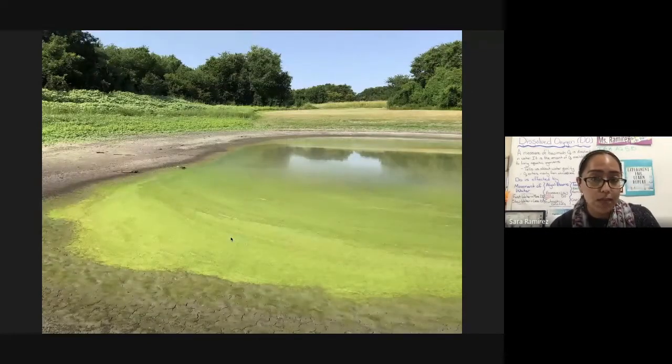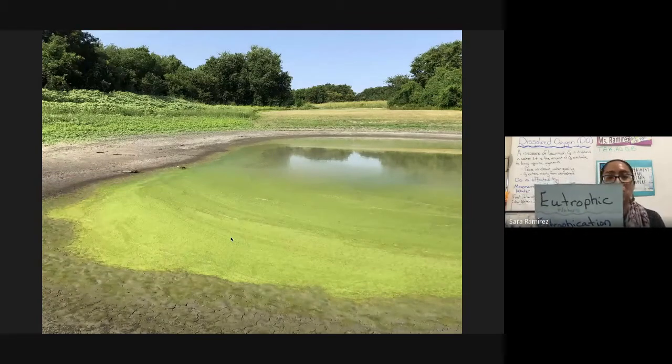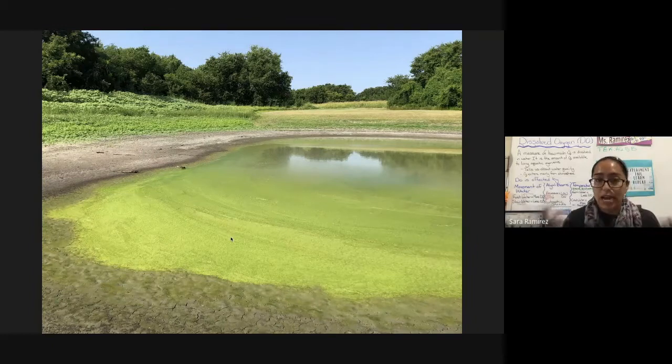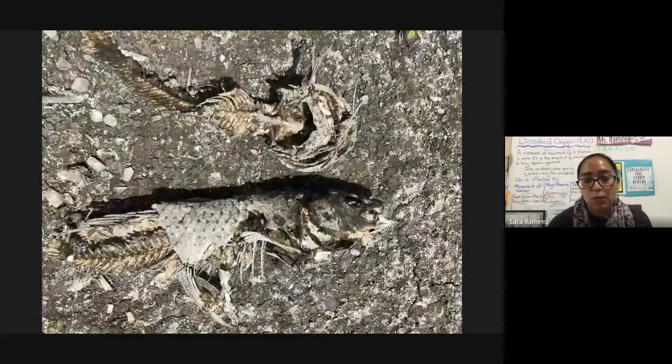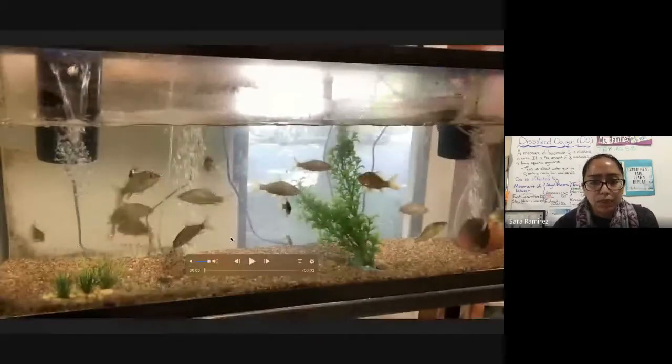Slowly over time, that pond became very eutrophic. And eutrophic is just when we have an oxygen deficiency in a body of water, and it causes that body of water to essentially die. So a lot of the organisms that were in this pond died off. With those large algae blooms, it depletes the amount of oxygen. And as we know, aquatic organisms need oxygen to survive. So over time, that body of water eventually dried up. And what you see here is our dried, cracked up pond, and then the remains of the fish and skeletons.